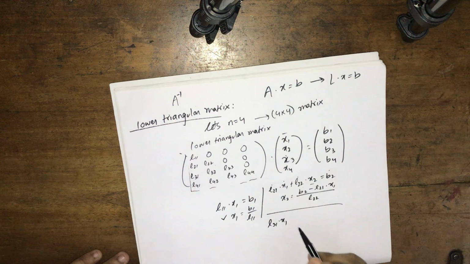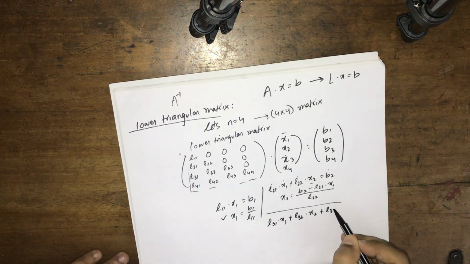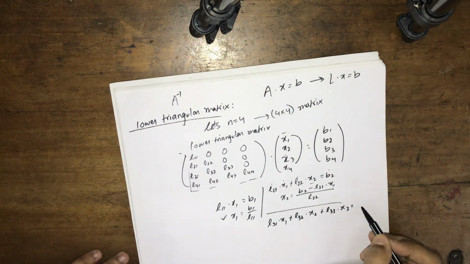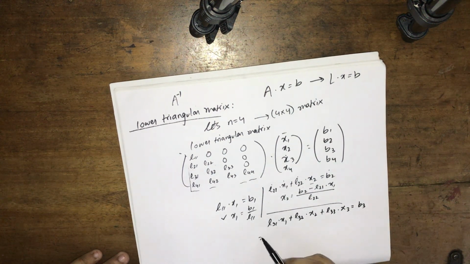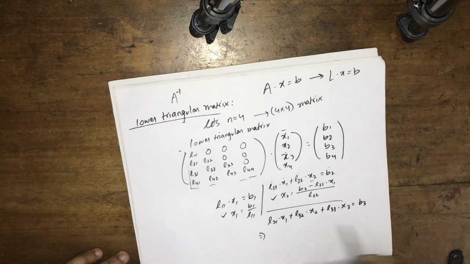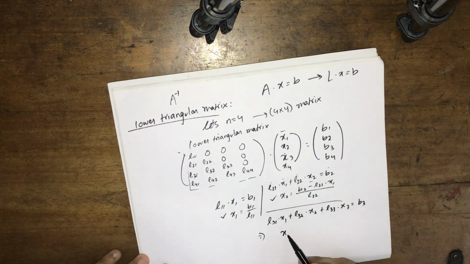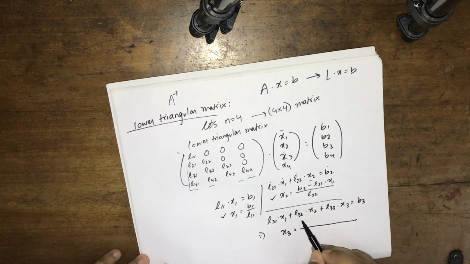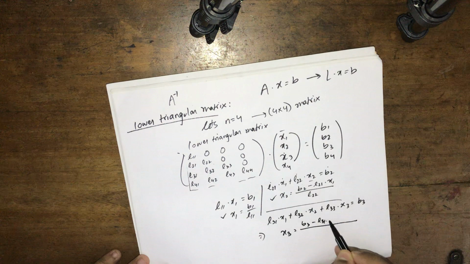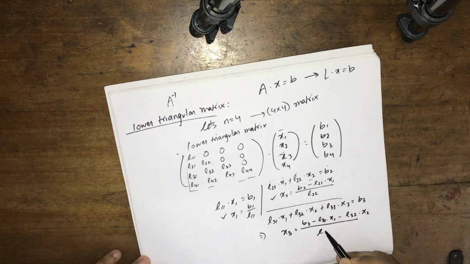L31 multiplied with X1 plus L32 multiplied with X2 plus L33 multiplied with X3 equals P3. So we're going to solve for X3. We already have the values for X2 and X1, so basically these two are going to generate constant terms. So X3 is equal to P3 minus L31 into X1 minus L32 into X2, divided by L33.